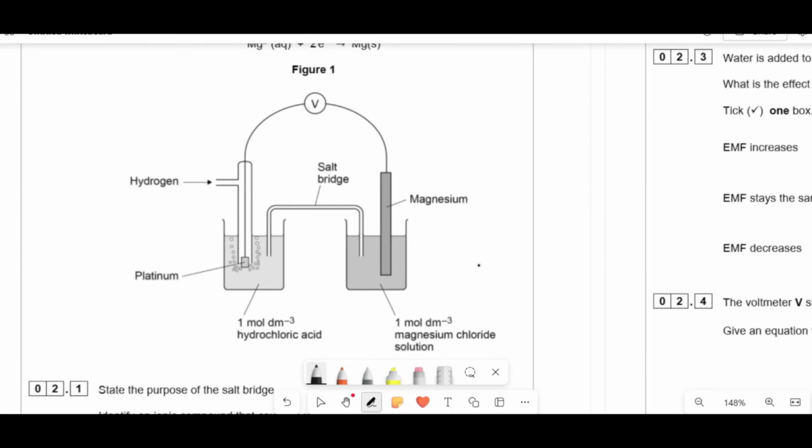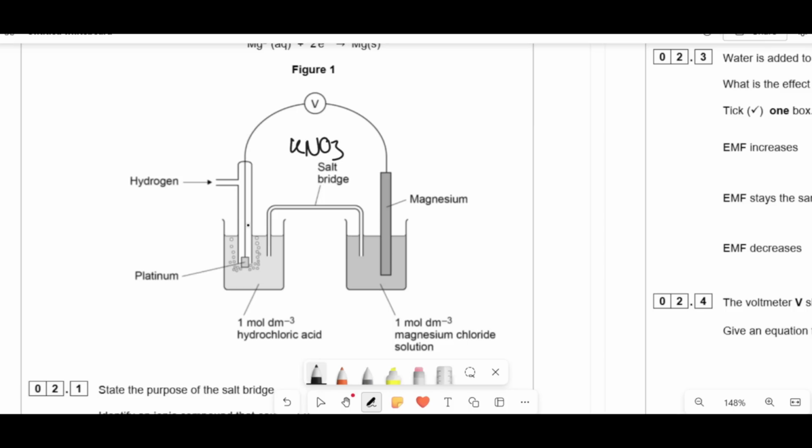There's a big misconception here where people say that the salt bridge allows the transfer of ions from here to here. We don't want that. That's going to mess up the whole thing and stop it from working. So for this salt bridge, we tend to use KNO3 because it's soluble. We need it to be able to move, and it also doesn't really react with either of these.